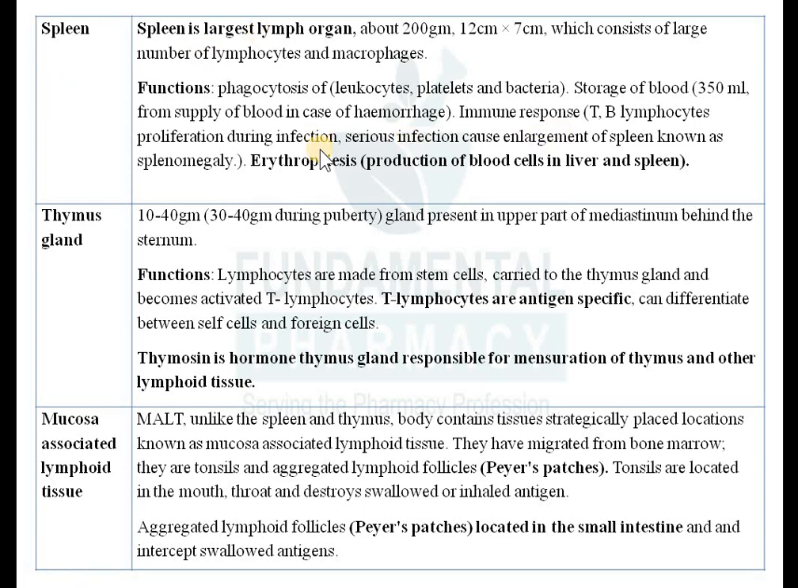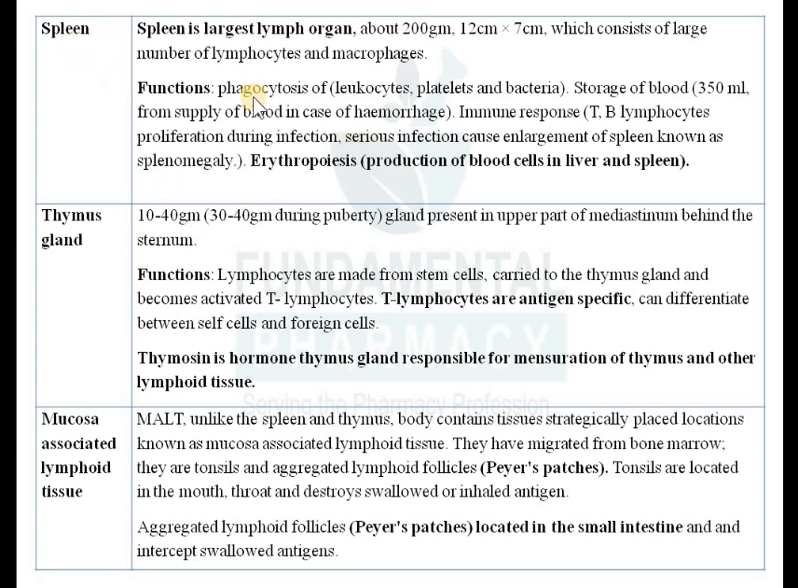So spleen is the largest organ of the lymphatic system. Remember, spleen is the largest organ of the lymphatic system. Very important. Okay, it will weigh about 200 gram and its dimensions are 12 into 7 centimeter. Okay. So it consists of a large number of lymphocytes and macrophages. Spleen जो होता है आपका, spleen is the largest organ of the lymphatic system. Remember. और ये spleen का functions क्या होता है?